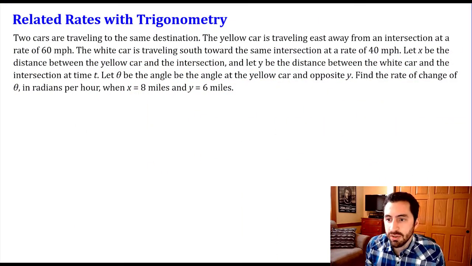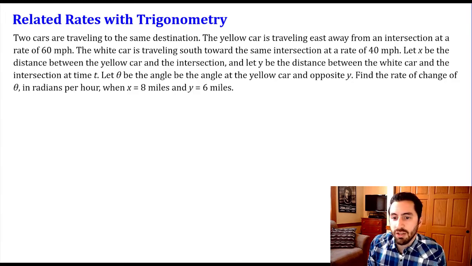It says, two cars are traveling to the same destination. The yellow car is traveling east away from an intersection at a rate of 60 miles an hour. The white car is traveling south towards the same intersection at a rate of 40 miles an hour. Let x be the distance between the yellow car and the intersection. Let y be the distance between the white car and the intersection at time t. Let theta be the angle at the yellow car and opposite side y. And we want to find the rate of change of theta in radians per hour when x is 8 and y is 6.